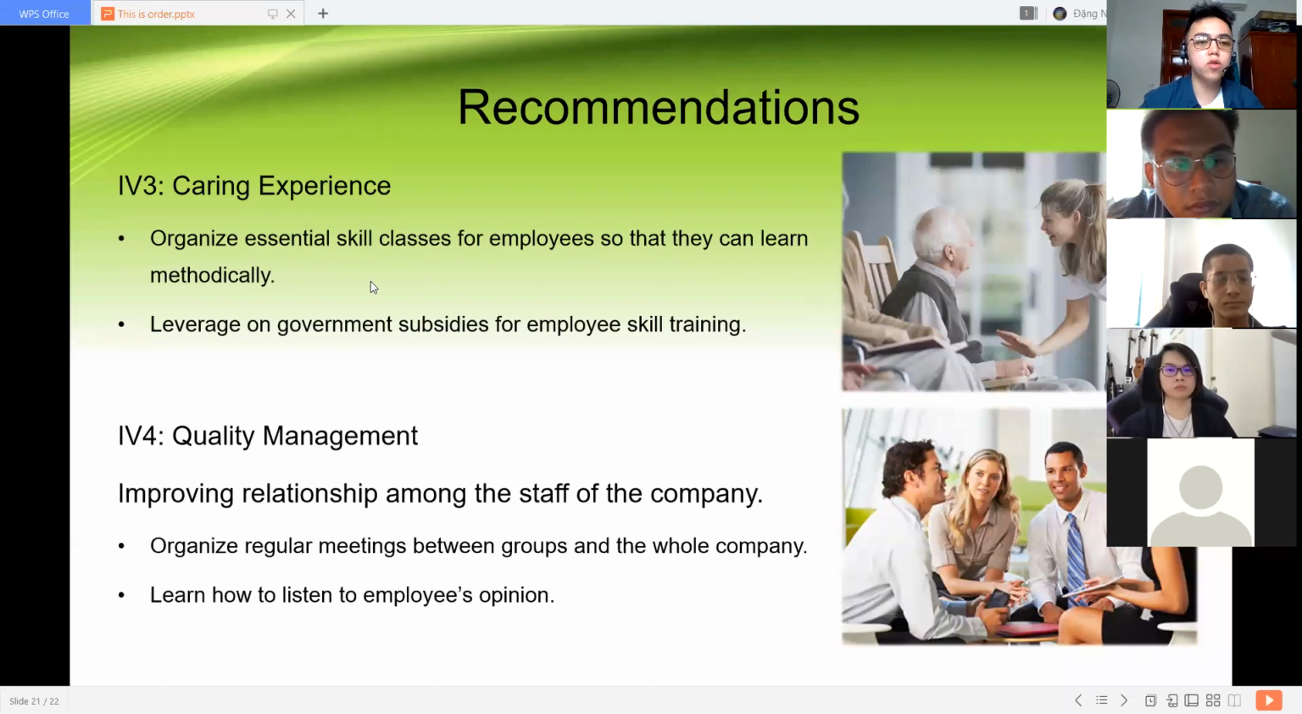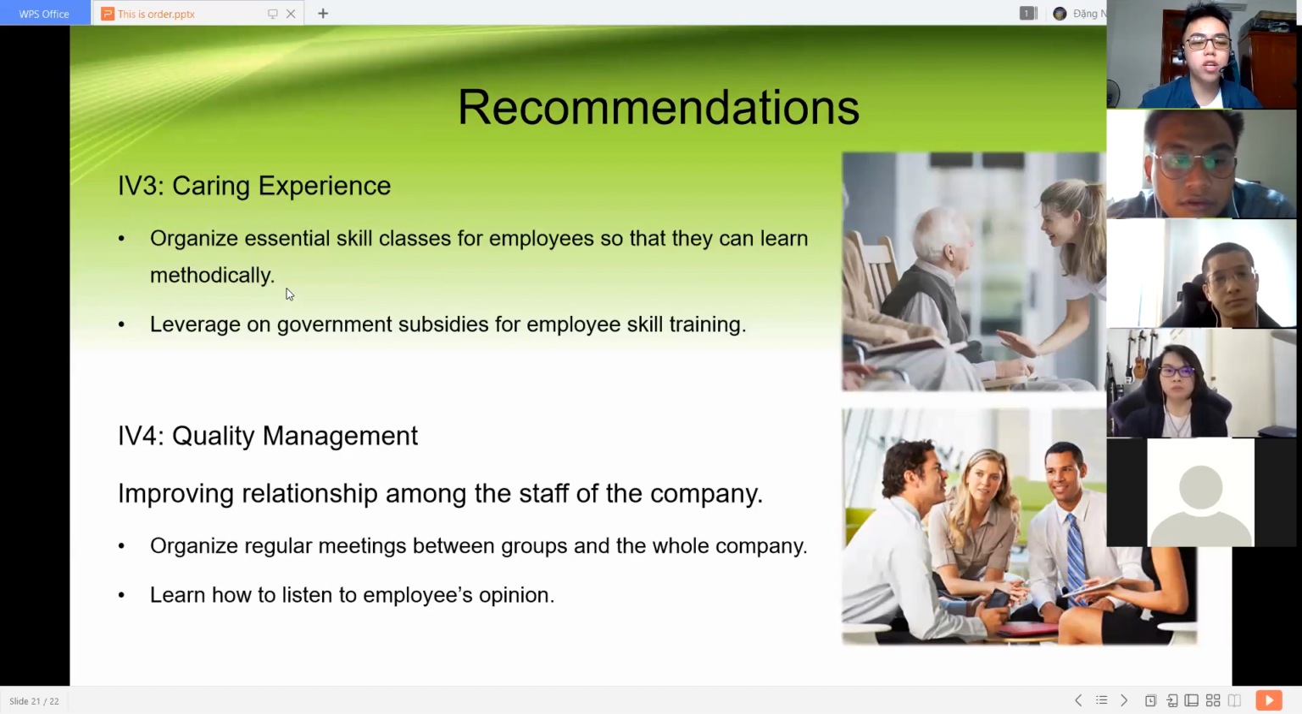Our third recommendation is to organize essential skill classes for employees so that they can learn methodically. Another trend that we have recognized in aged care houses is that a lot of employees gain their experience from being used to doing their job in the aged care house, and not because they had the core skills and knowledge before. So when special situations occur, such as COVID-19, they are normally confused and don't know how to act. By organizing these classes, we believe we're going to improve the skills as well as the survivability of people in the aged care house, especially during COVID-19.